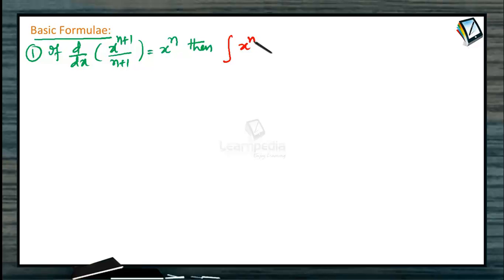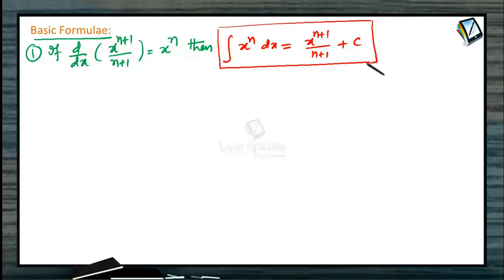The basic formulae begin with the very first one. Number one: d by dx of x to the power of n plus 1 by n plus 1, where n plus 1 is a constant, gives n plus 1 times x power n plus 1 minus 1; n plus 1 cancels, leaving x power n. So the integral of x to the power of n dx is equal to x power n plus 1 by n plus 1 plus c, where c is the integration constant. This is the very first basic formula of integration.